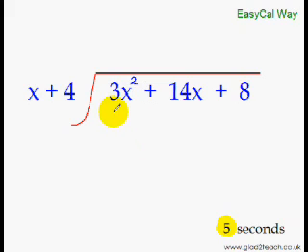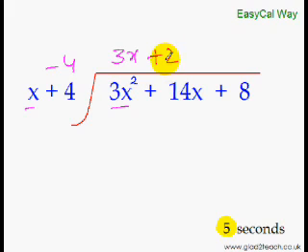Okay, so now let me do it for you. 3x squared divided by x will give us 3x. Put minus 4 here. Minus 4 times 3x is minus 12x. Minus 12x plus 14x will give us plus 2x. So we'll put plus 2. We are done. This is our quotient.